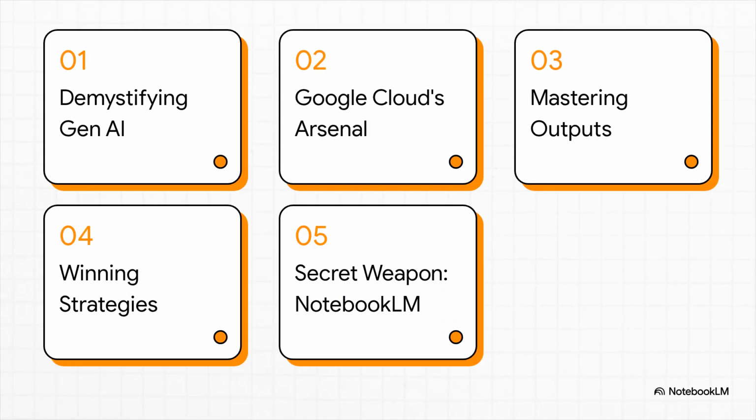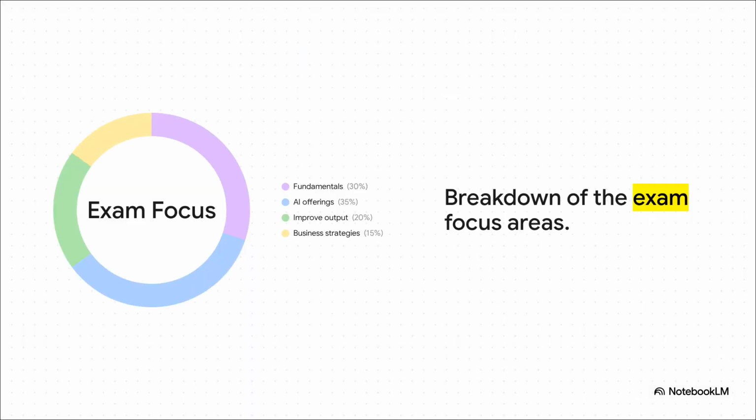All right, here's our roadmap for today. We're going to hit 5 key areas. First, demystifying generative AI. Second, Google Cloud's AI arsenal. Third, mastering AI model outputs. Fourth, winning AI business strategies. And finally, we'll wrap up with your secret weapon, Notebook LM. Okay, let's dive into this.